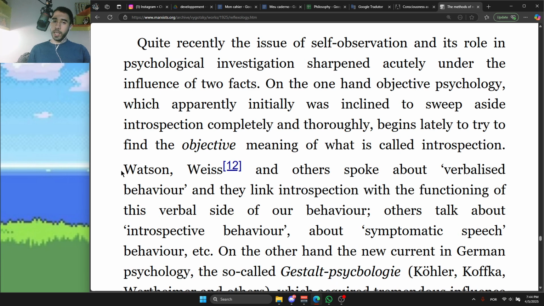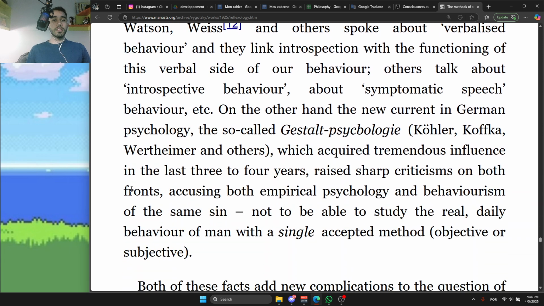Quite recently, the issue with self-observation and its role in psychological investigation sharpened acutely under the influence of two facts. On the one hand, objective psychology, which apparently initially was inclined to sweep aside introspection completely and thoroughly, begins later to try to find the objective meaning of what is called introspection. Watson, Weiss, and others spoke about verbalized behavior, and they link introspection with the functioning of this verbal side of our behavior. Others talk about introspective behavior, about symptomatic speech, behavior, etc.